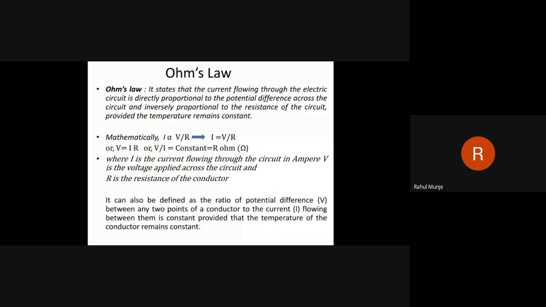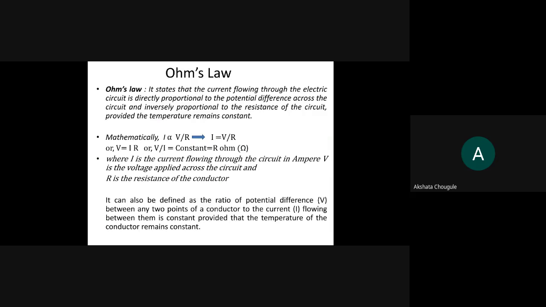Anyone who is not understanding Ohm's law, anyone? Okay. Am I audible to you all? Yes, ma'am. Okay. So moving on with Ohm's law. Okay, thank you.